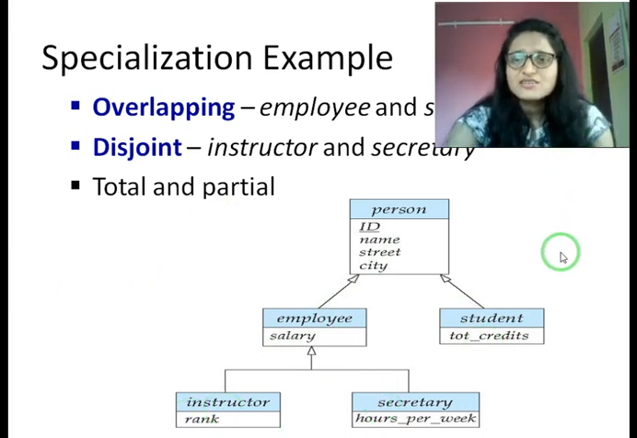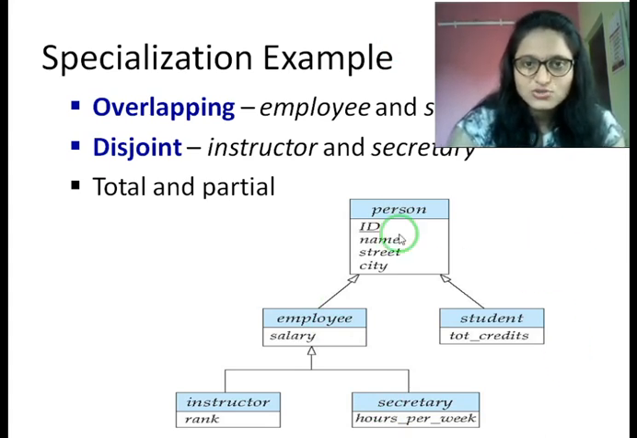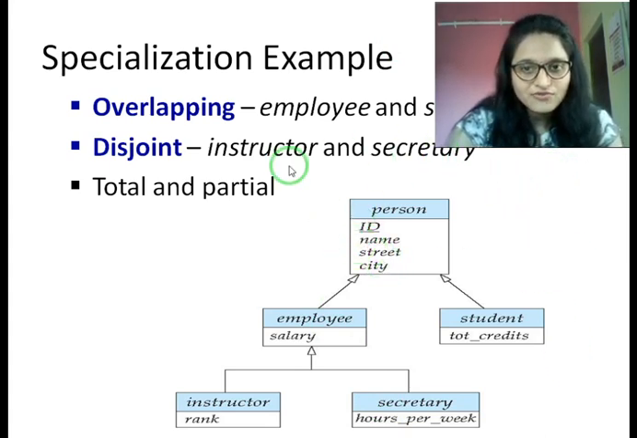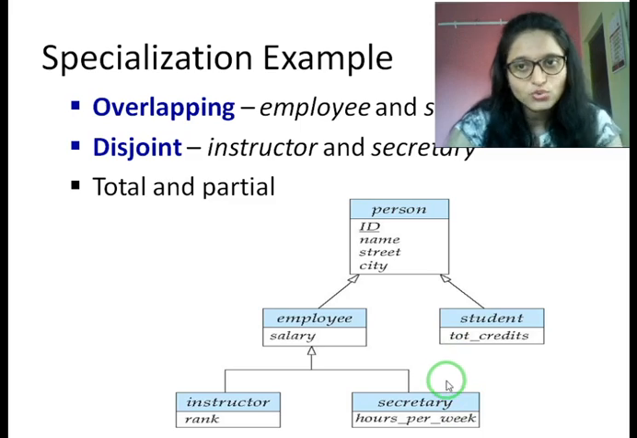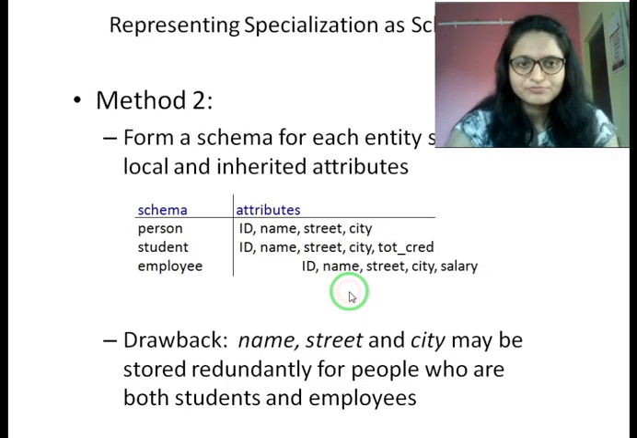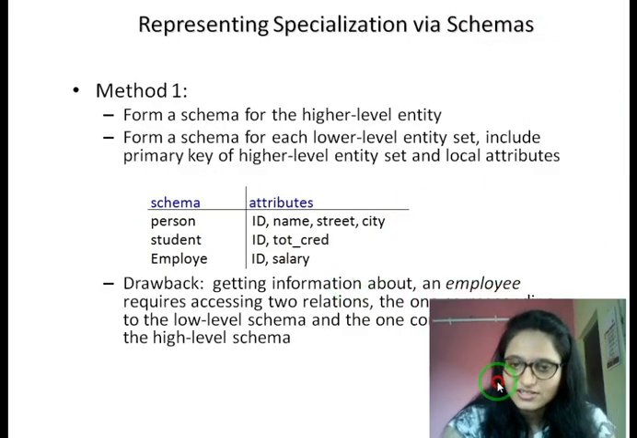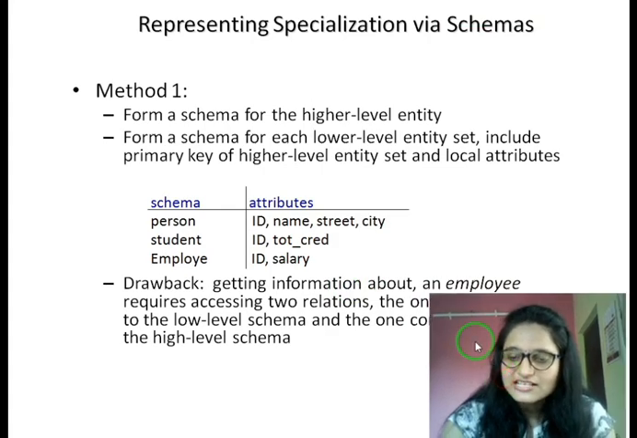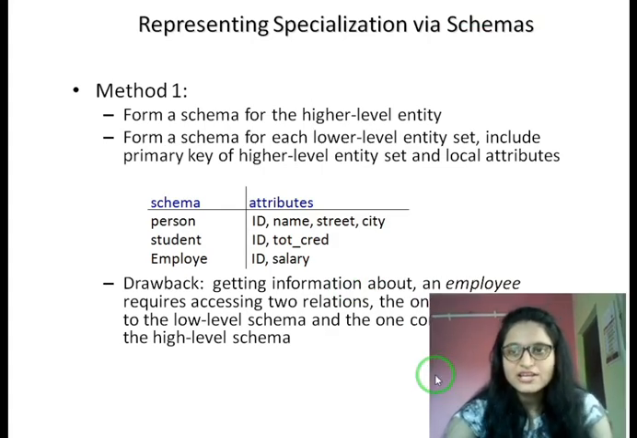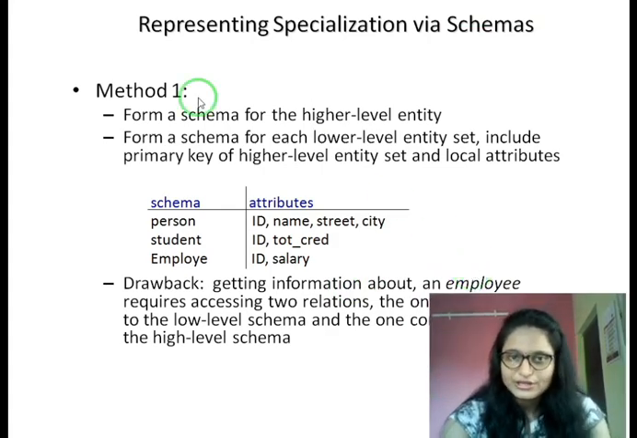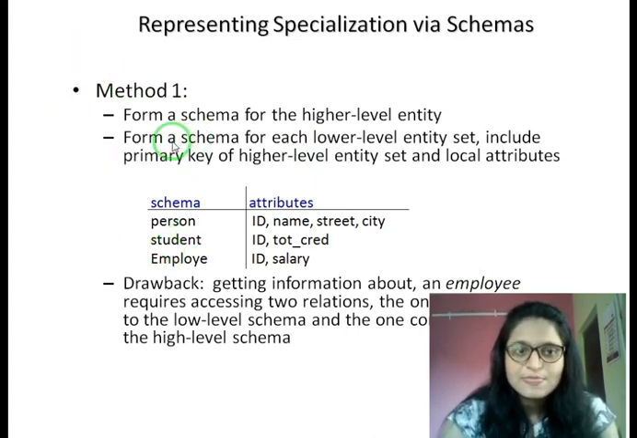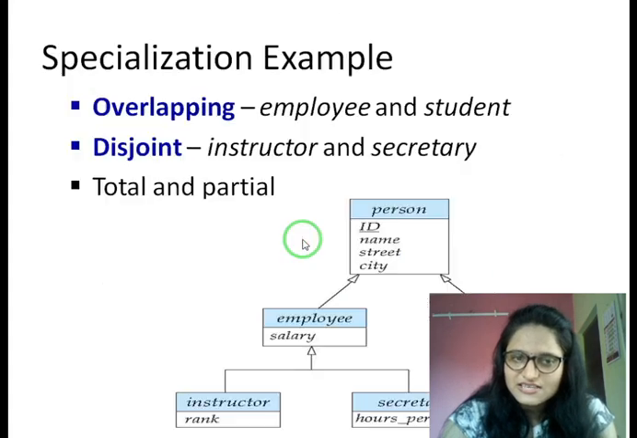So there are some problems in a specialization also. We will see how we convert this specialization into a relational model. There are two methods to convert the specialization entity relationship model into the relational model. So dear student, first, for the higher level entity, we write a schema as it is.